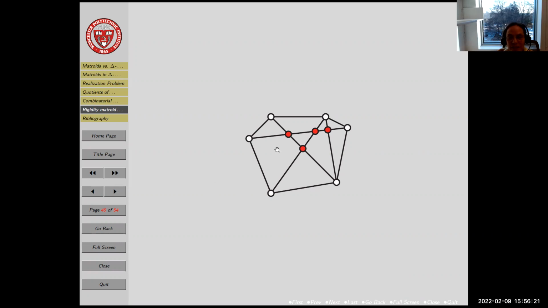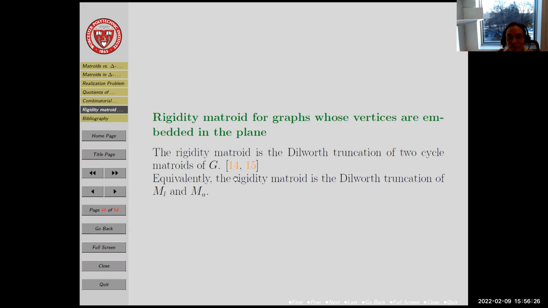And the nice thing is planar cycles dualize into cycles, right? And we actually know this from the Delta-matroid information, if you like, right? So now what about the rigidity matroid itself? The rigidity matroid is just what's called a Dilworth truncation of 2 cycle matroids of G.